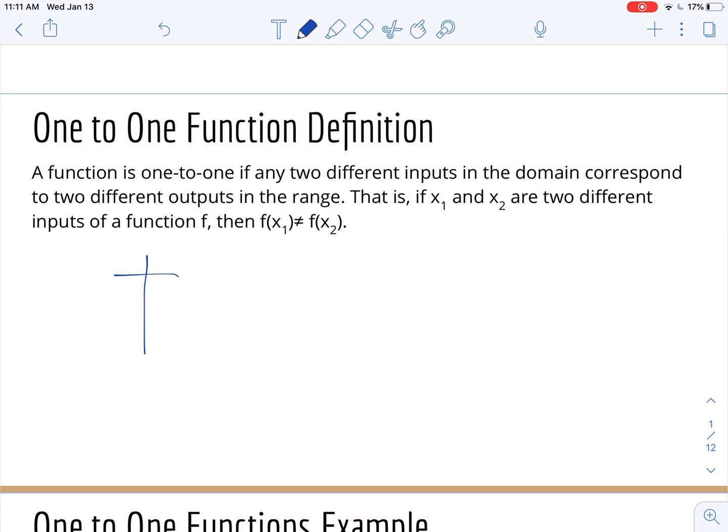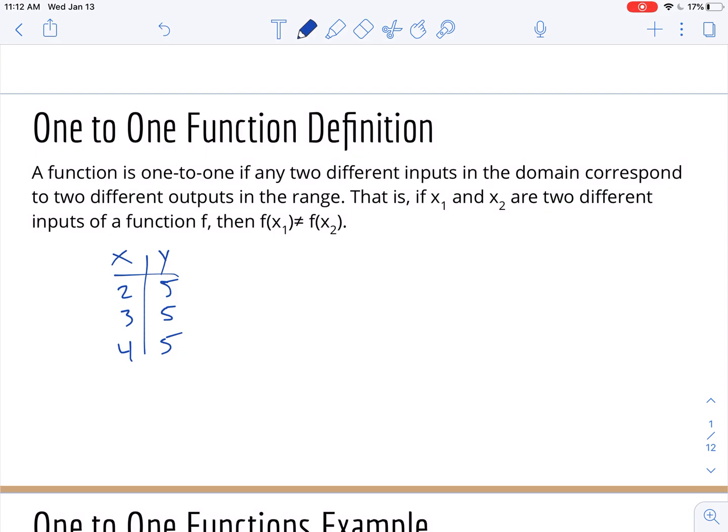So we learned with functions, if I had two inputs and those inputs were the same, if I input 2 and got an output of 3, and then I input 2 again and got an output of 5, it's not a function. I can't have the same input with different outputs. That's not okay. But what we did learn was that I could have multiple different inputs and all of those inputs could have the exact same output. And we learned that that was okay for functions.